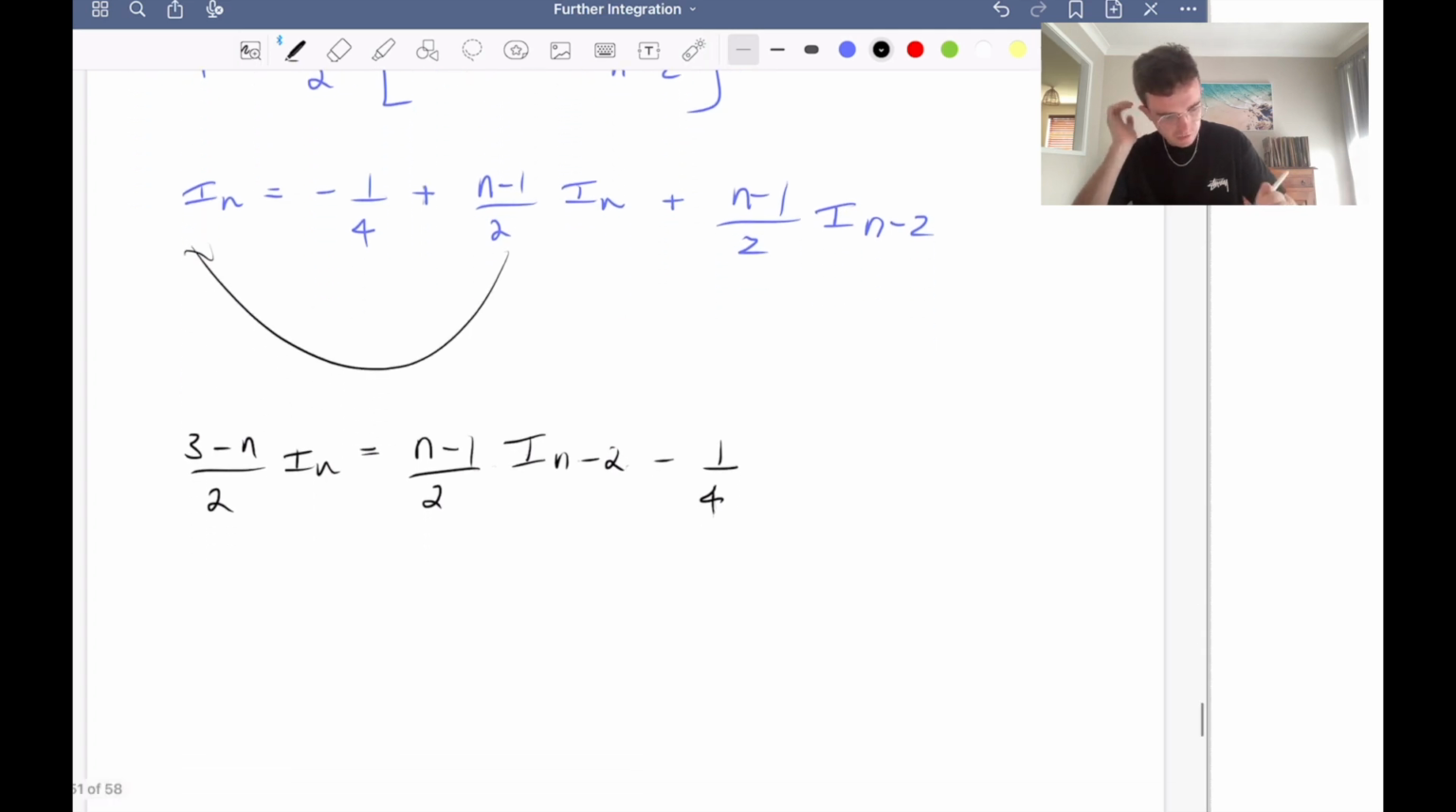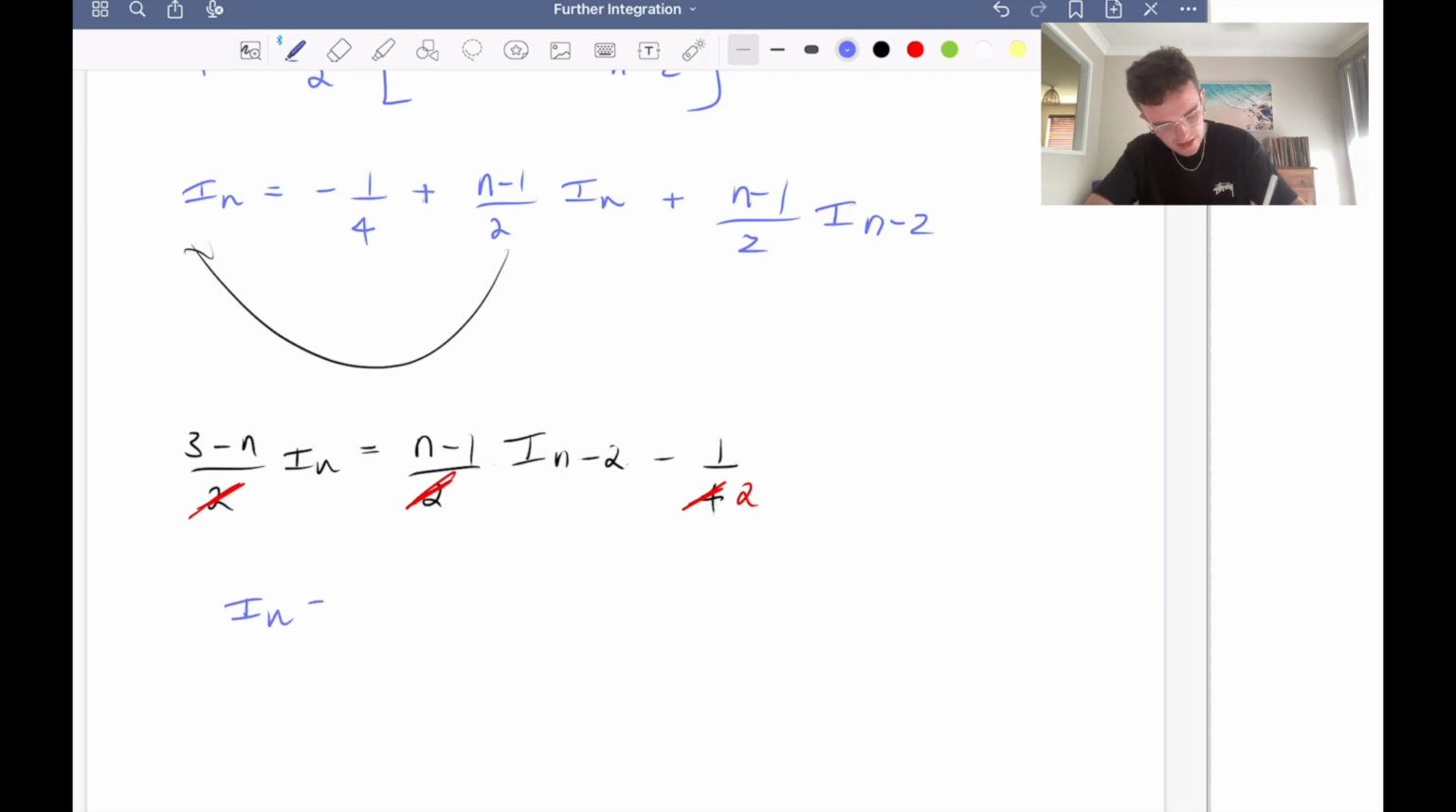So if we just divide all of that over, the 2's are going to cancel a lot, so that's going to die there with that one, and this is going to die and become a half. And then we can divide the 3 minus n over. So this is I_n equals n minus 1 on 3 minus n, I_(n minus 2) minus 1 over 2 times (3 minus n). And that's our answer.